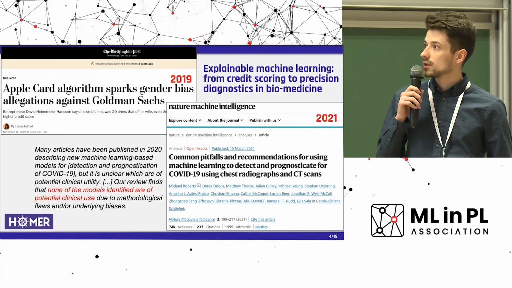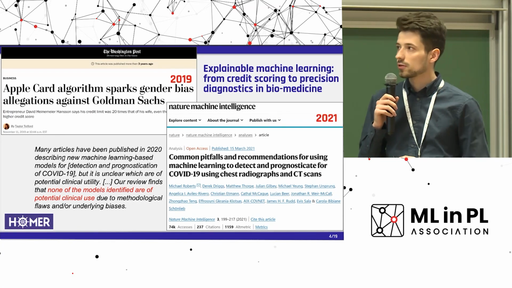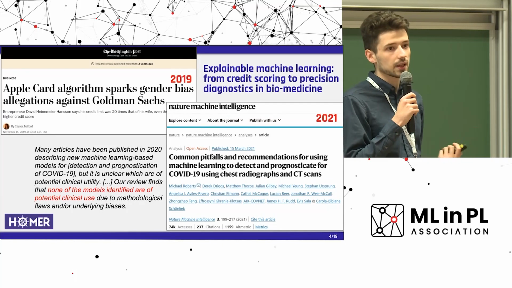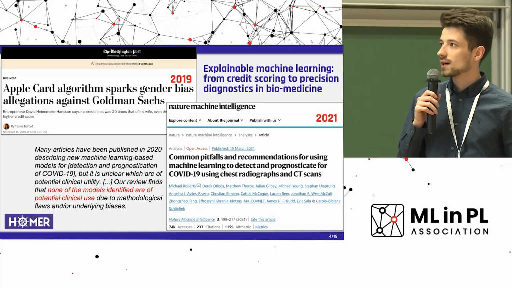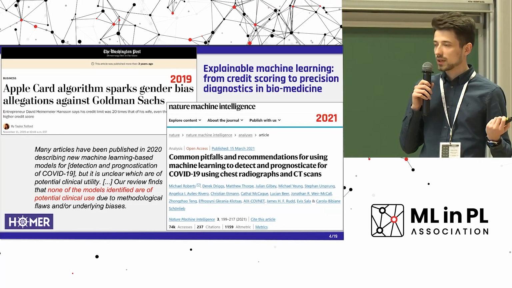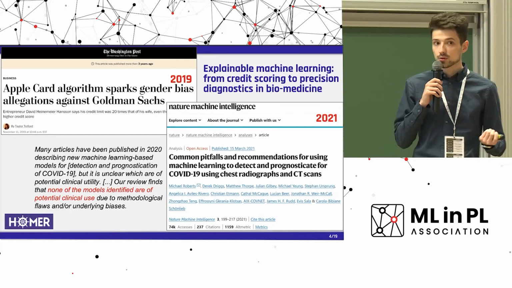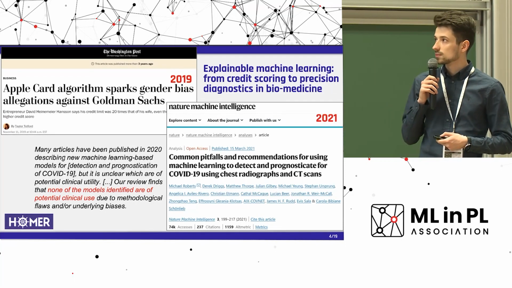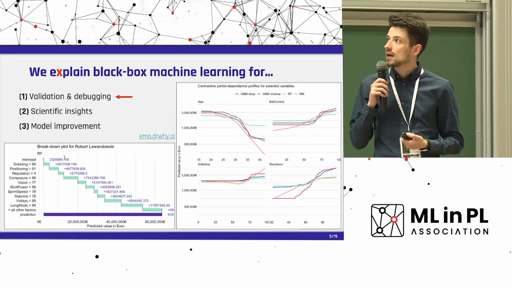But also, really recently, a big survey was published of models that were deployed during the COVID pandemic, and the main conclusion was that none of the models identified, there were like 100 papers screened, are actually of potential clinical use due to many biases, and maybe explanations can help us to overcome this issue. So we explain black box machine learning for various reasons.